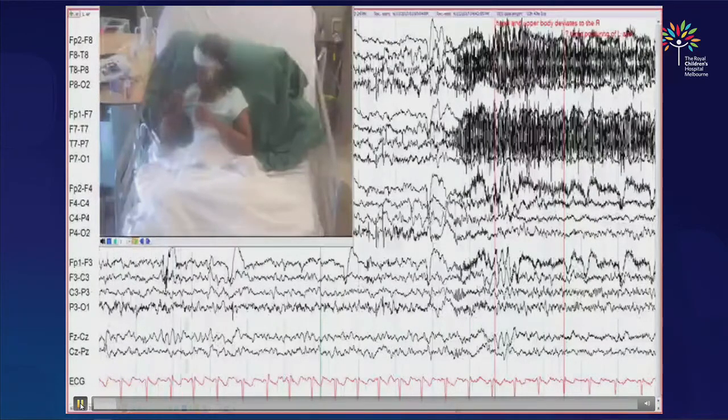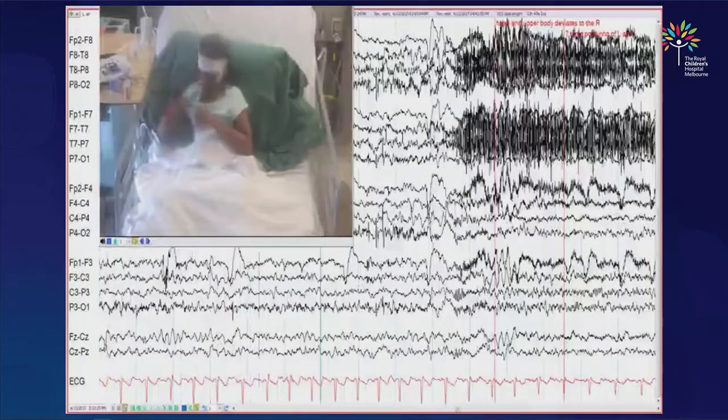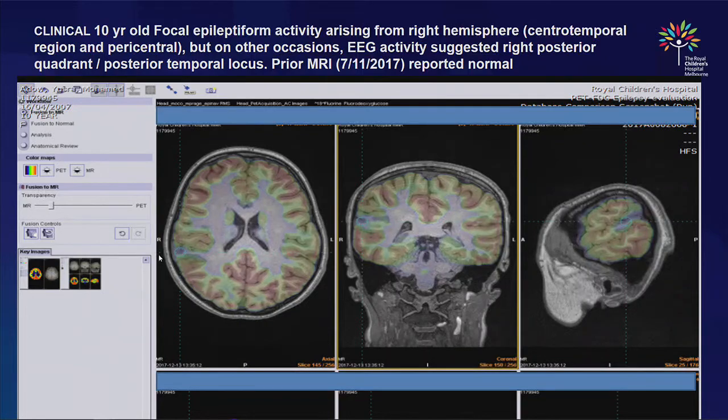So she's sitting there, she has moving around, she then suddenly has changes in her posture and tone as she starts having seizure activity. But it doesn't localise exactly. So she went on to have her PET-MR.